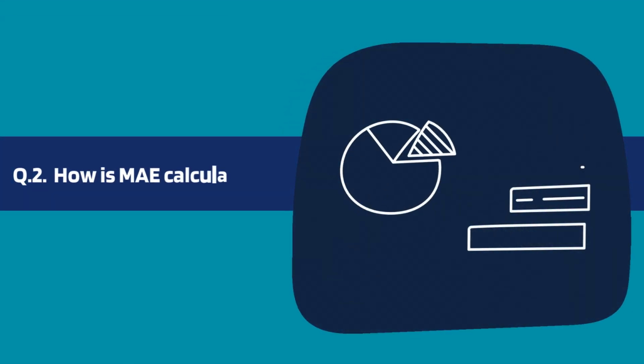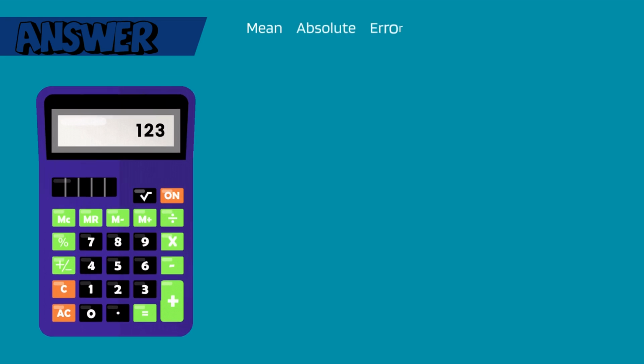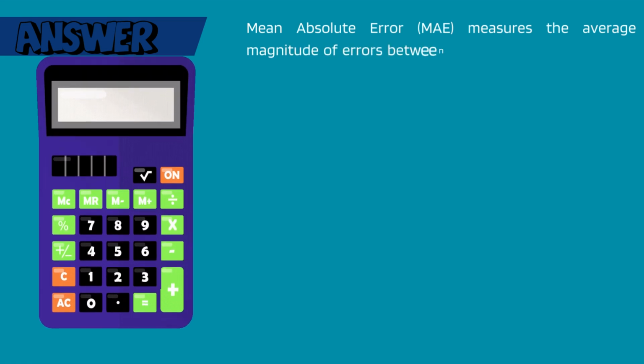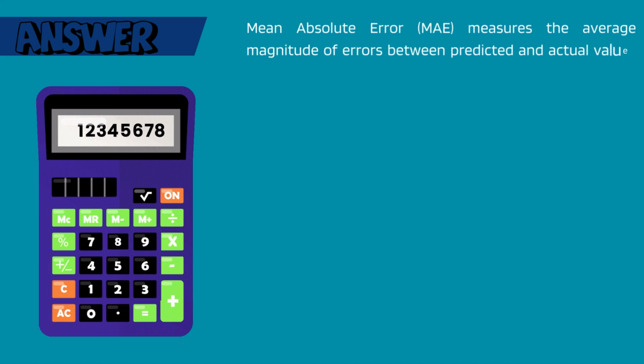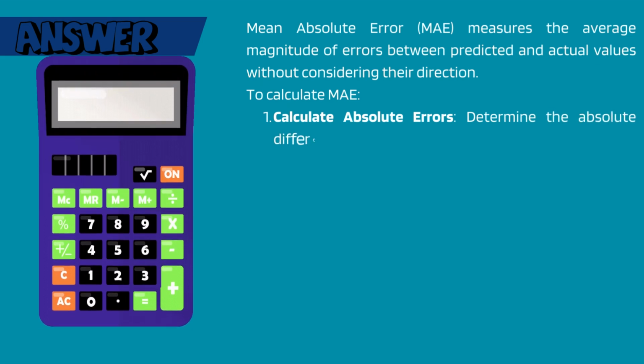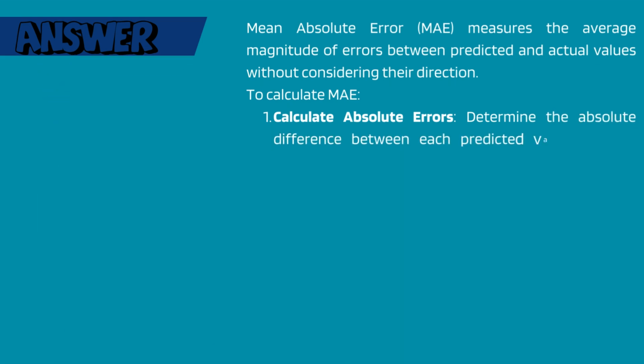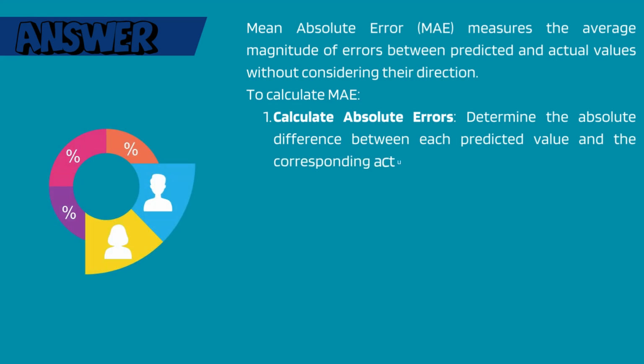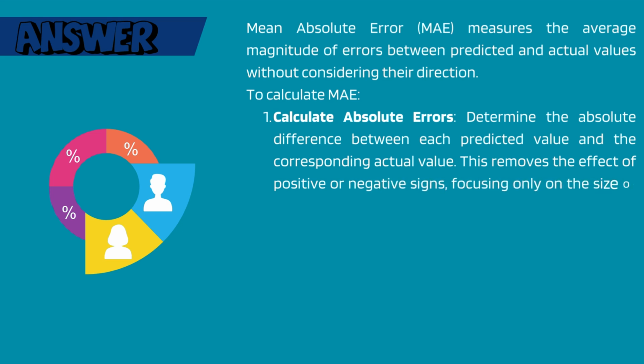How is mean absolute error calculated? Mean absolute error measures the average magnitude of errors between predicted and actual values without considering their direction. To calculate mean absolute error, calculate absolute errors: determine the absolute difference between each predicted value and the corresponding actual value. This removes the effect of positive or negative signs, focusing only on the size of the error.